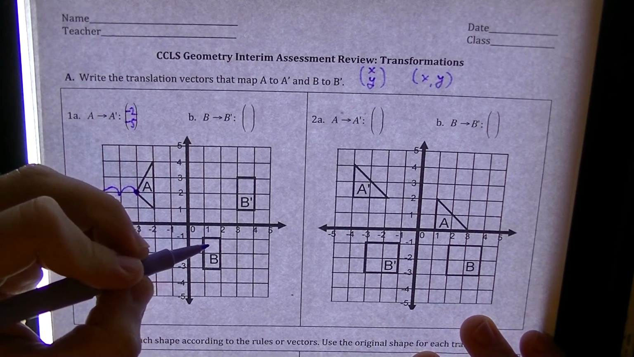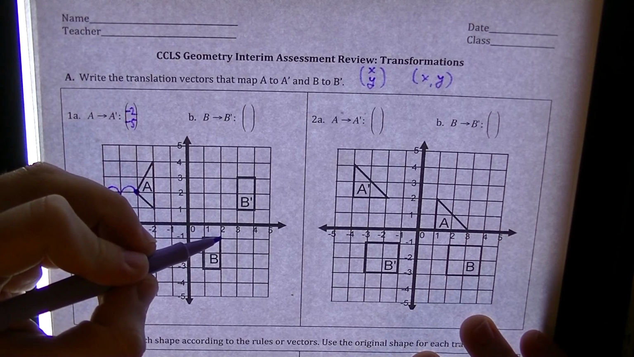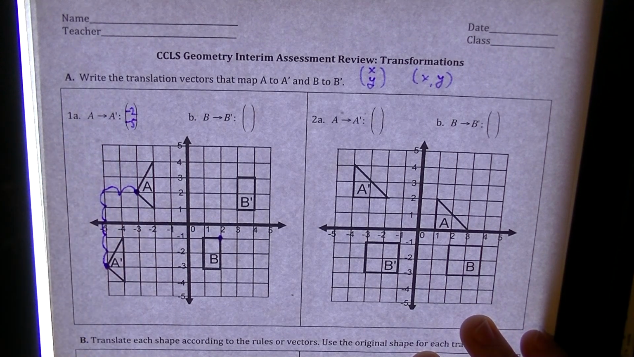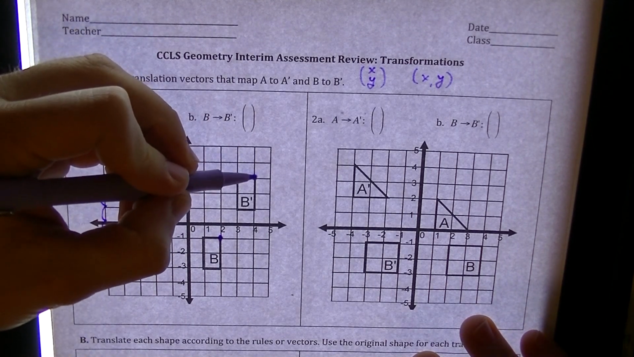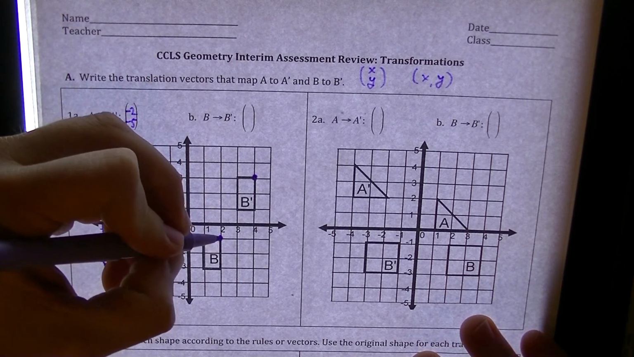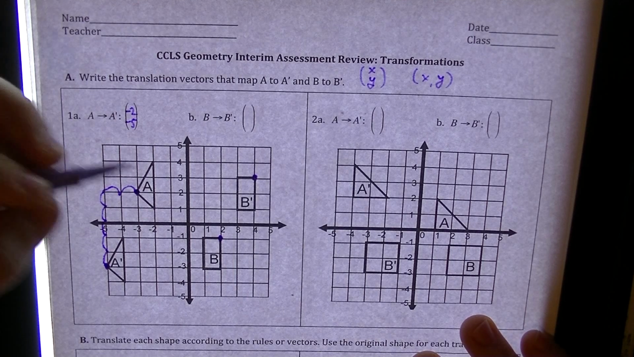One thing to be really careful with these questions is that I'm not going from this point to the closest point in the shape, but I choose a point and I choose the corresponding point on the image of it. So I chose my point, I chose my corresponding point, and I'm just going to count.